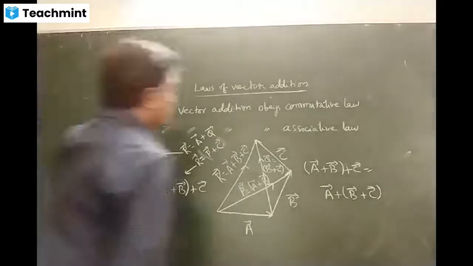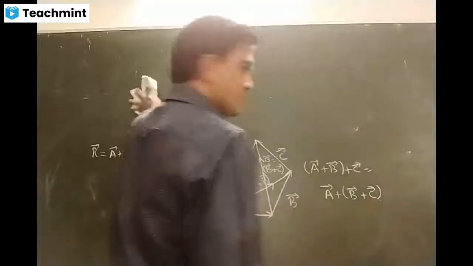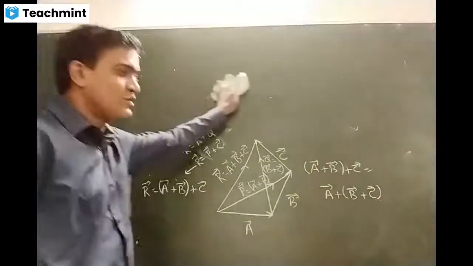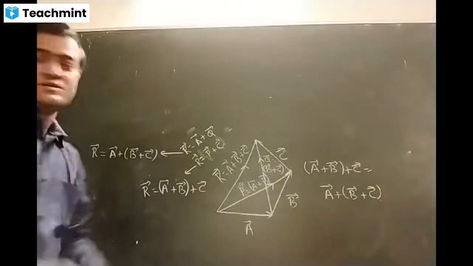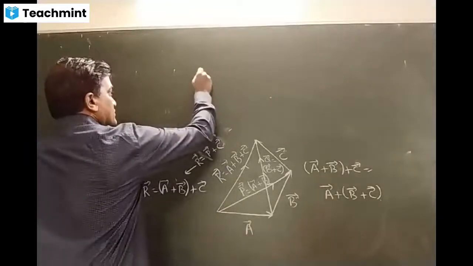Right? So one more is distributive. Sir, at 4 o'clock we have botany, sir. Yeah, I know. Botany sir is in 3 minutes with me only, don't worry. Okay, he is with me. Okay, fine.